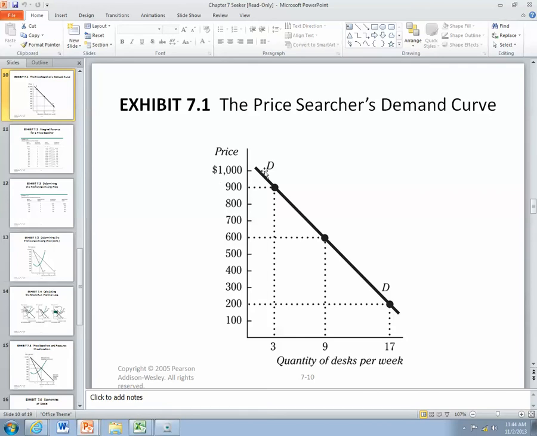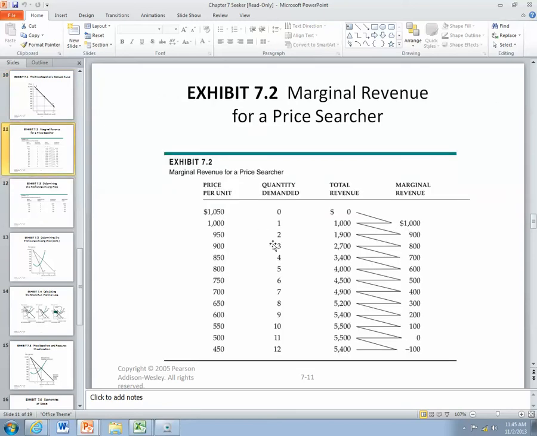Chapter 7, it's going to be the price searcher's demand curve. That's going to be downward sloping because they get a choice of setting their price. And again, the price is the demand curve. And again, as we saw in, I think, chapter 2 in the textbook, it's downward sloping. Higher price, not many people are going to buy things. And then you can figure out how marginal revenue is calculated here with this slide.